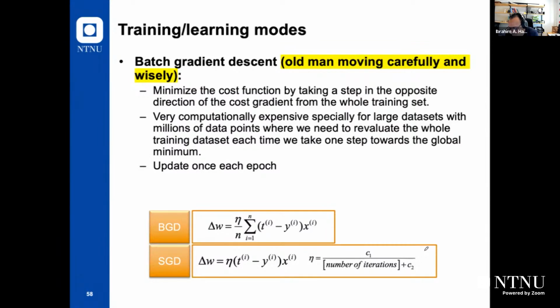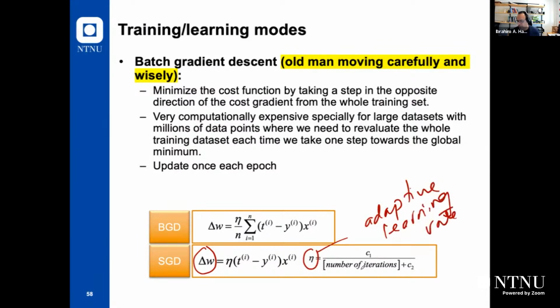So in stochastic gradient, as you can see here in this equation, we calculate delta omega. It will be eta multiplied by error multiplied by x. If you want to use adaptive learning rate, it will be a constant divided by number of iterations plus a constant, for example.